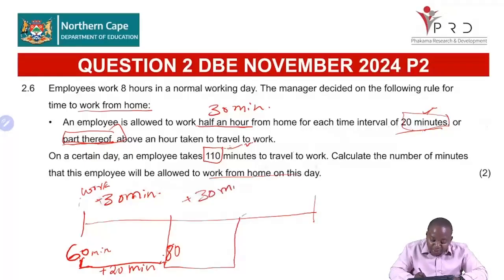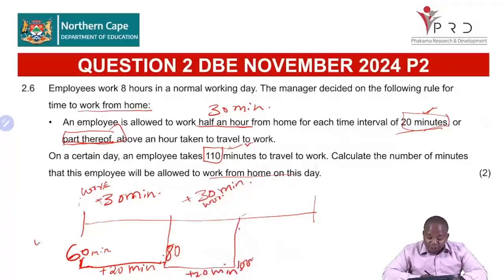So the extra working time of 30 minutes is when we added plus 20 minutes. So this is 30 minutes work, and this is 20 minutes travel. So this is travel, this is work. Then we're going to say 80 plus 20 minutes, we're going to have 100 minutes. So this is 100 minutes.